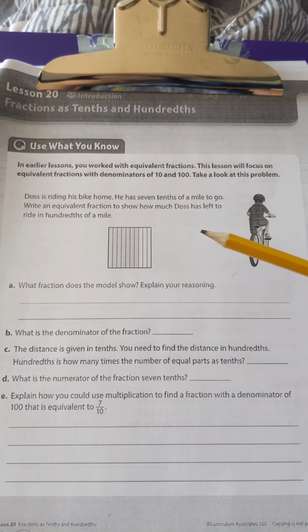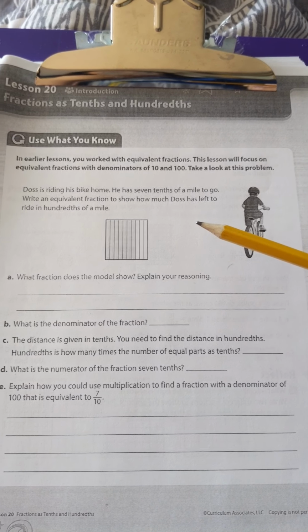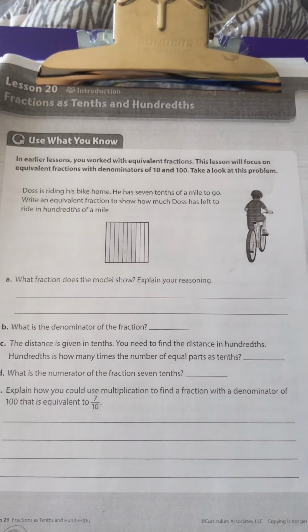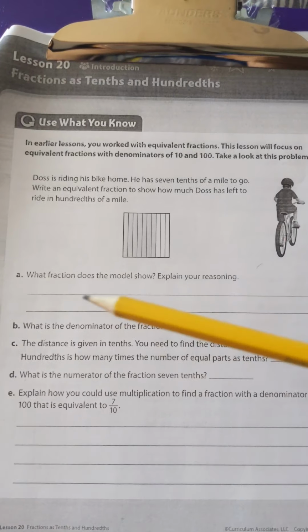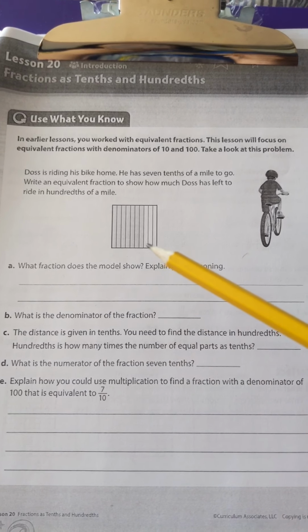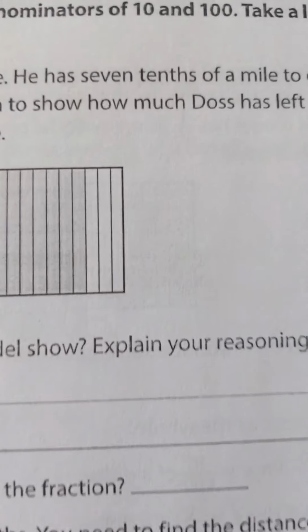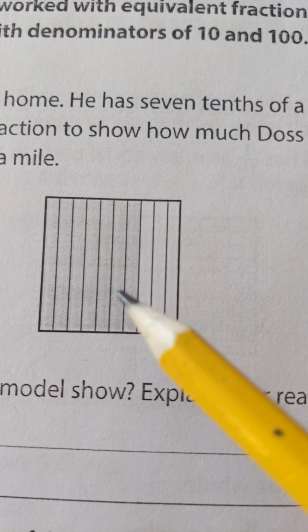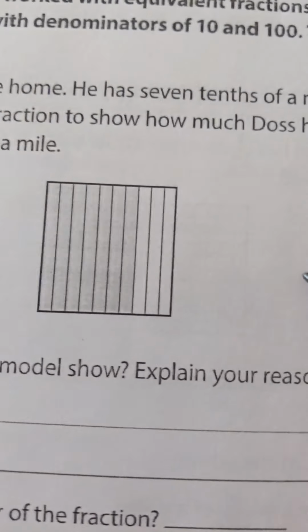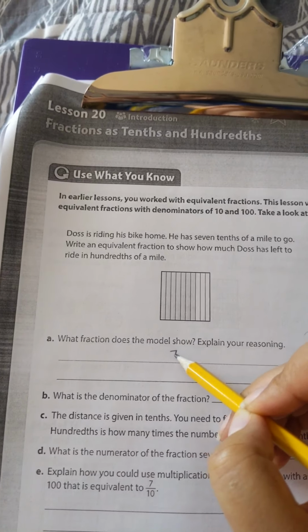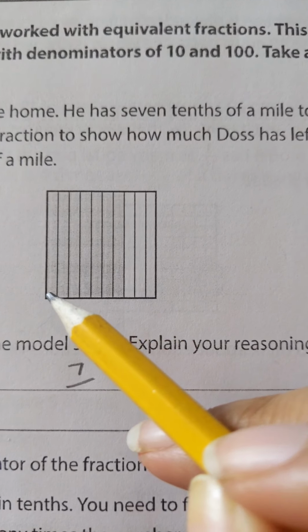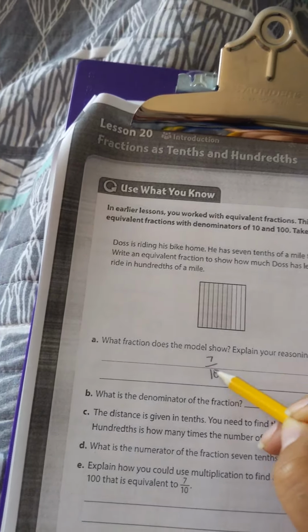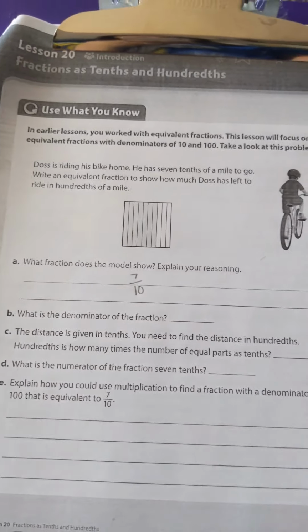Okay, so basically all we're doing is making equal fractions. We've done this before. It's been a while, but we'll touch on the way that they want us to do it, and we'll do it the way that I taught you. All right, it says, what fraction does the model show? So let's look at this model. You should be able to see 1, 2, 3, 4, 5, 6, 7 are shaded. So 7 out of 1, 2, 3, 4, 5, 6, 7, 8, 9, 10 total. You did that last year. You know how to do that.